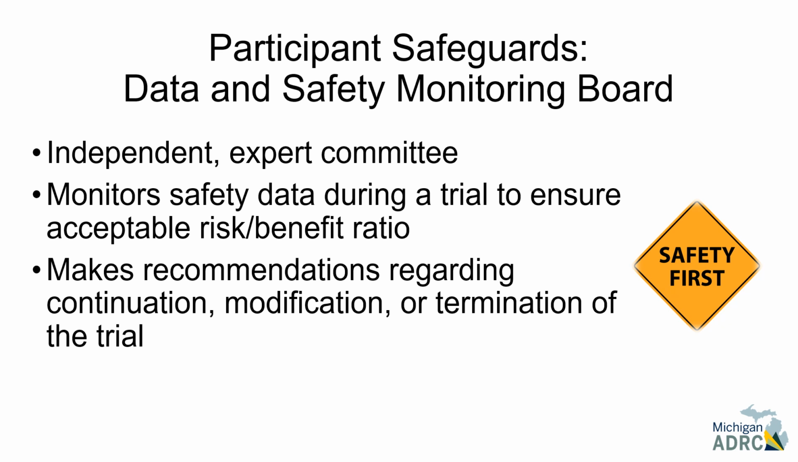And then finally, phase 3 trials and some of the earlier phase trials, depending on their scope, risks, and whether they are multi-site or not, will have a data and safety monitoring board as part of the participant safeguards. This is different than the IRB. This is an independent expert committee that will monitor the data during the course of the trial, and they have the ability to look at unblinded data to compare those receiving the drug versus the placebo to determine during the course of the trial whether there continues to be an acceptable risk-benefit ratio.